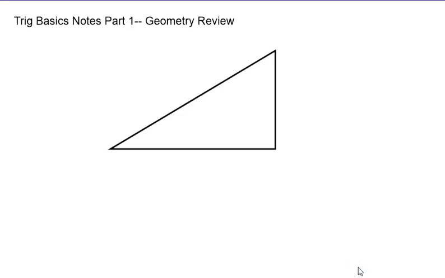In trigonometry, we need to know some basic things about geometry in order to get started. So we're going to start by reviewing a right triangle. I have here a right triangle with a 90-degree angle and two other angles that I'm going to call alpha and beta. Alpha and beta are Greek letters that stand for A and B in the Greek alphabet.